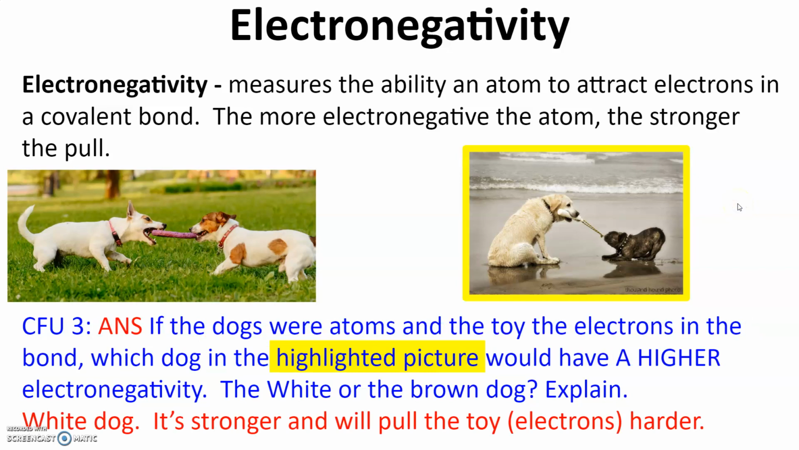Okay, so the white dog, it's a larger dog, it's stronger, so it's going to pull the toy, which represents the electrons, harder. So basically, the stronger the atom is in the tug of war, the more electronegative it is.